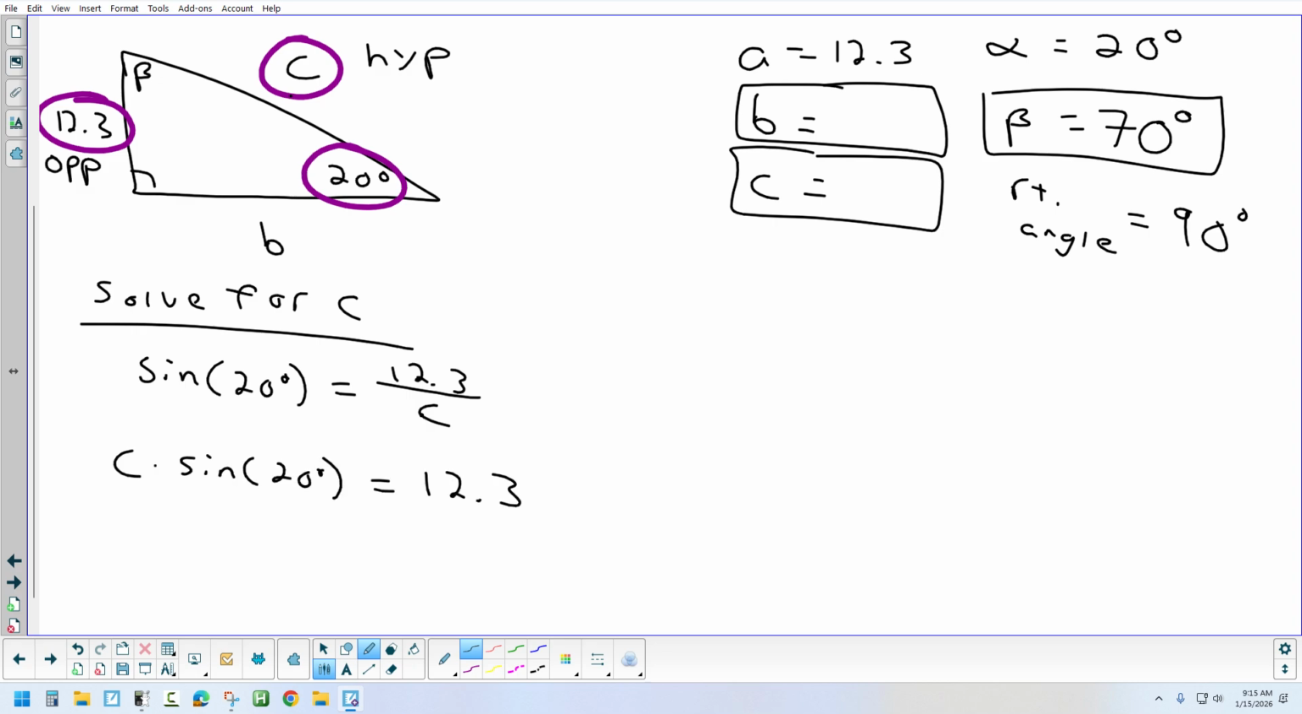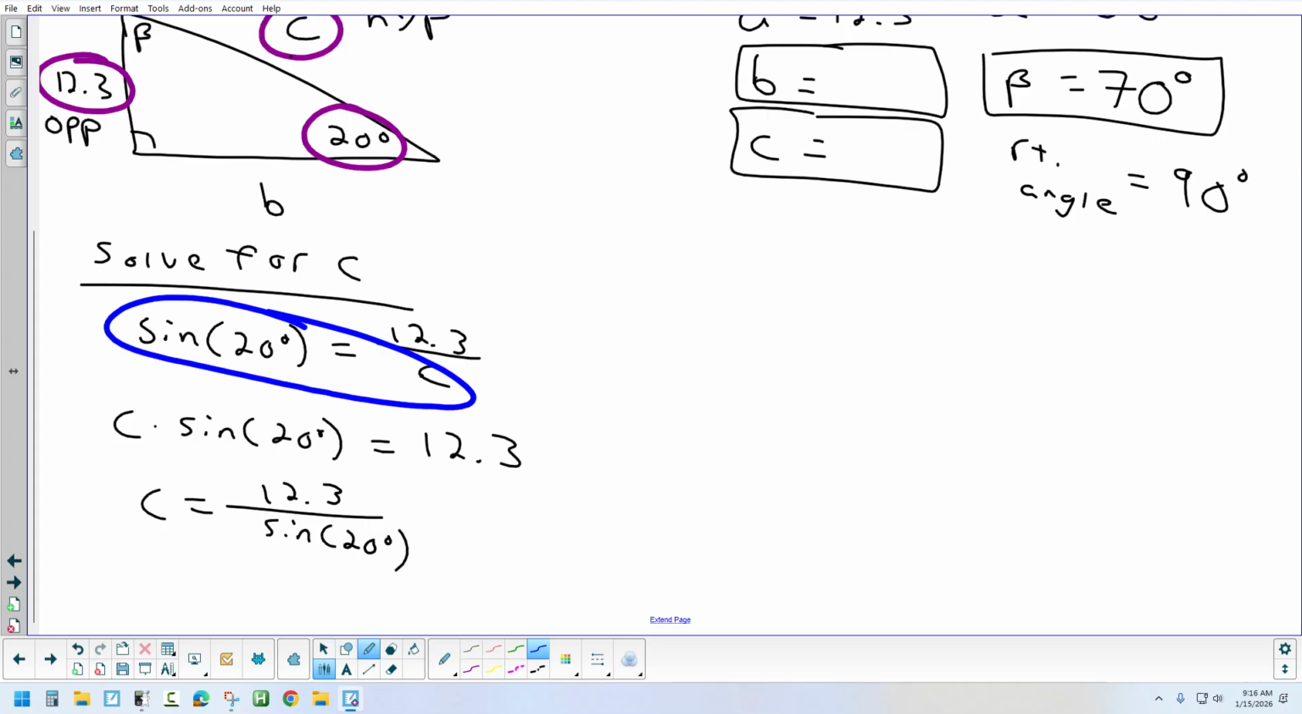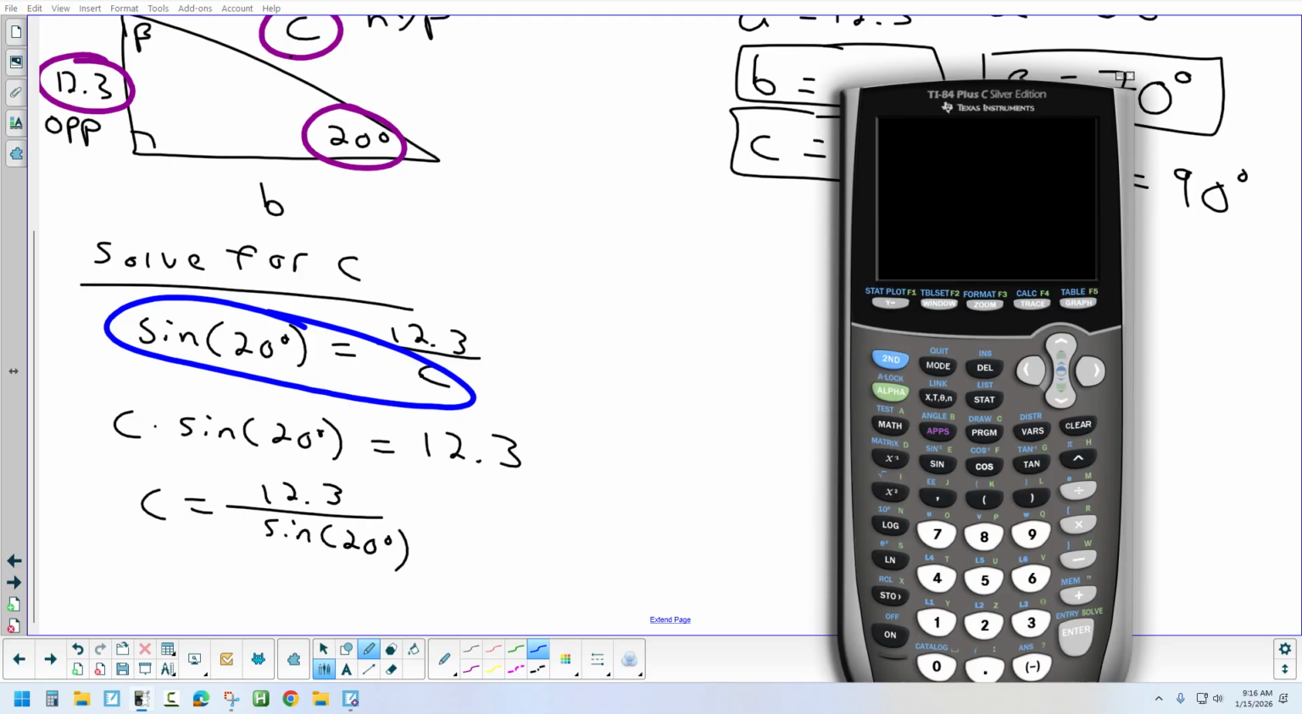Now I have that. And now how would I get C by itself on the left? Divide by sine 20. So in the future, what I'm going to do is I'm just going to take these two and swap them, because that's all that happens every time. It ends up swapping. If you don't want to swap it, then you can go through the steps we just did, but you're going to end up with the same answer. All right, let's type that in.